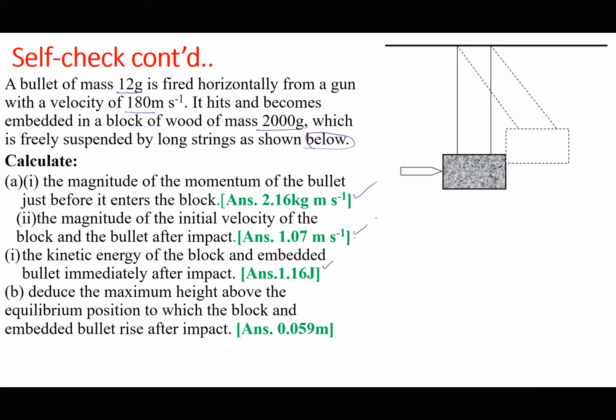Then deduce the maximum height above the equilibrium position to which the block and embedded bullet rises after impact. So the loss of this kinetic energy becomes the gravitational potential energy, mgh. So you should be able to follow through the examples we have done to arrive at these answers. If you find any challenge, you can always raise a comment or raise your concern. Write a comment. I'll always be able to help you.